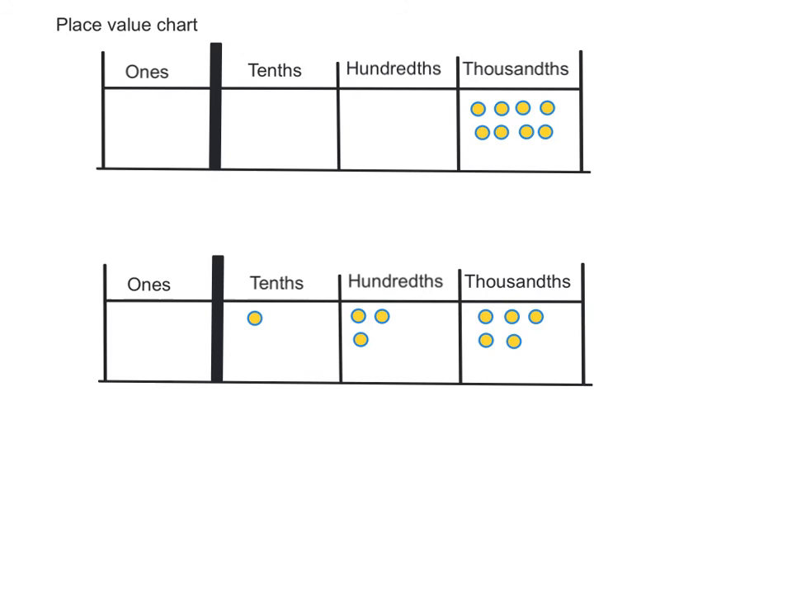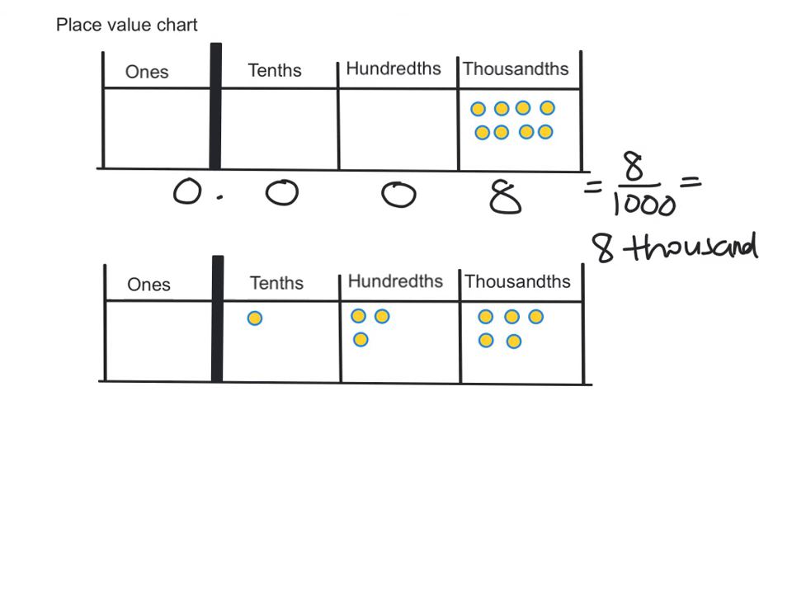This place value chart has 2, 4, 6, 8 counters in the thousandths column, so I can write this as 0.008, or I can write it as 8 over 1,000, or I can write it as 8 thousandths. You do the bottom one. How would you write this one? Pause the video.